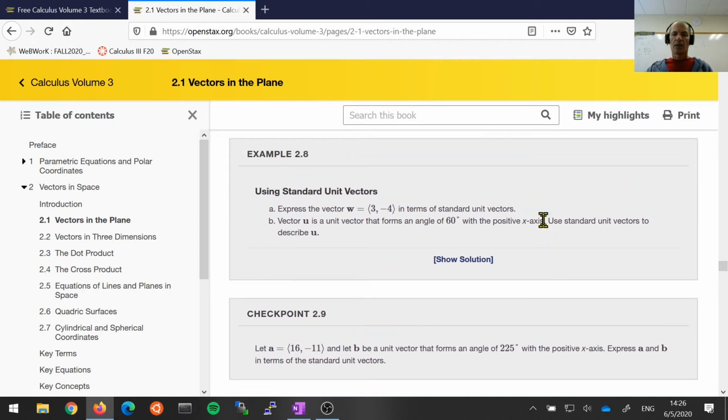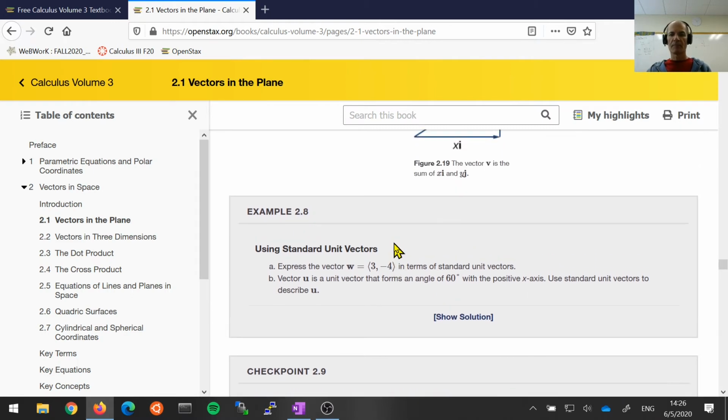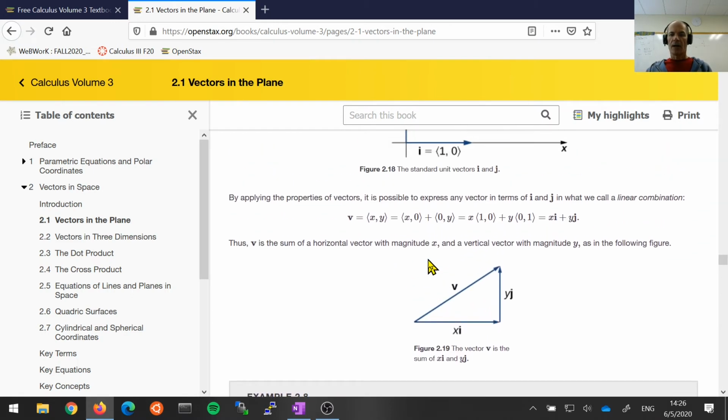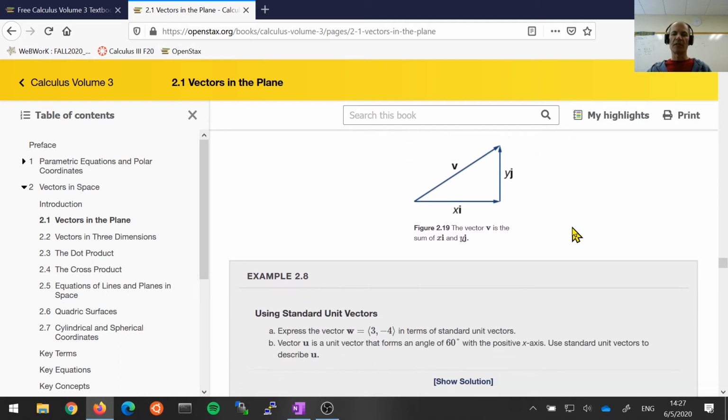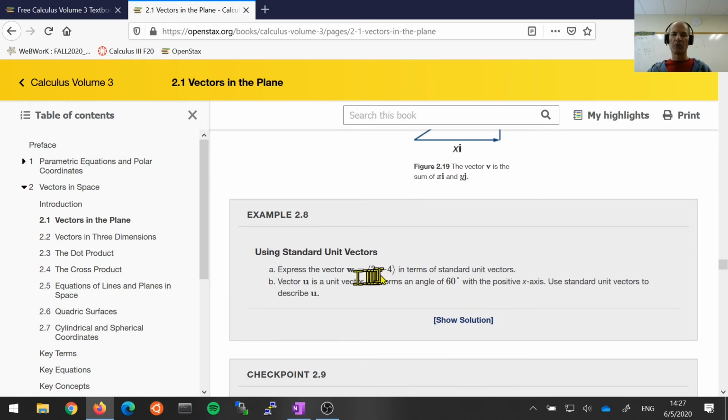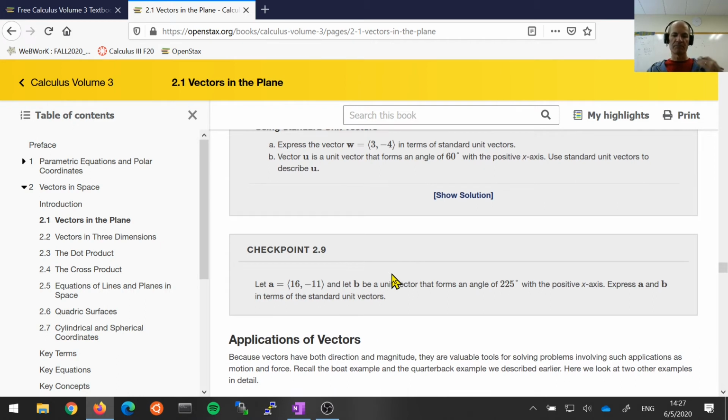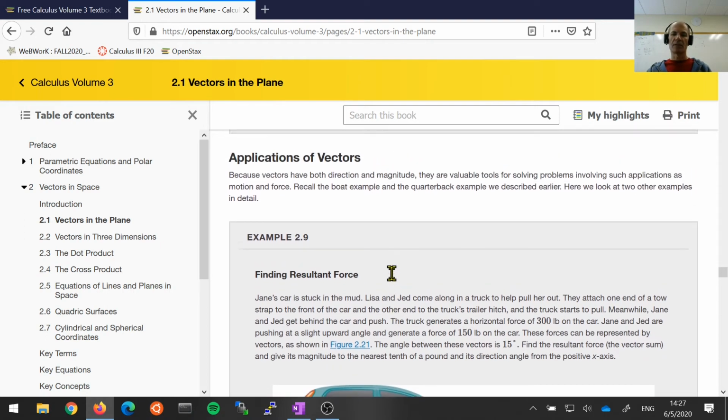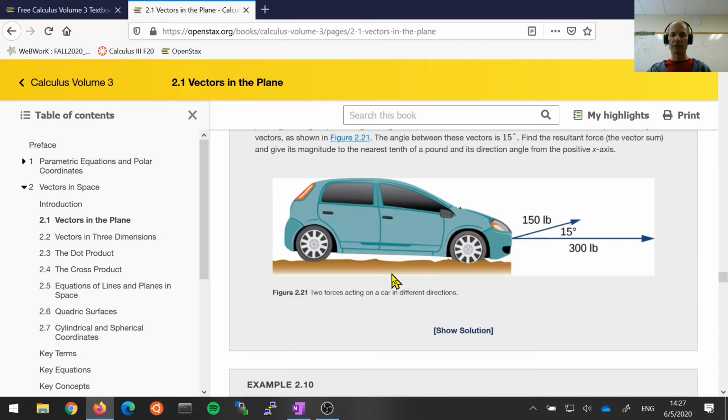Okay, standard unit vectors, i, j, and k. We don't have k because we're not in 3 dimensions. i is the vector 1, 0, j is the vector 0, 1, and you can always take a vector given x, y and break it up into x times i plus y times j. This can be convenient in some circumstances. So for example, this vector would be 3i minus 4j. i and j are recognized symbols for the standard unit vectors.